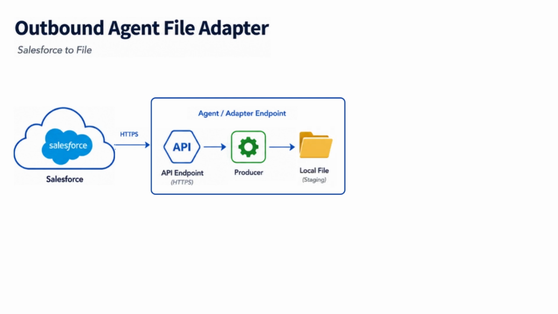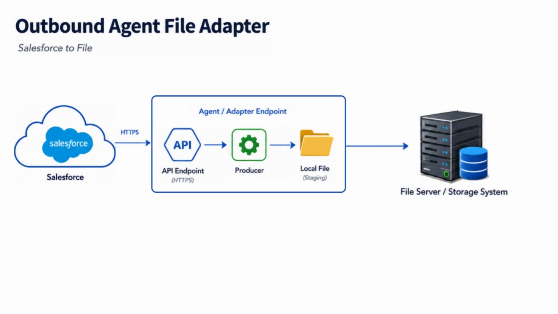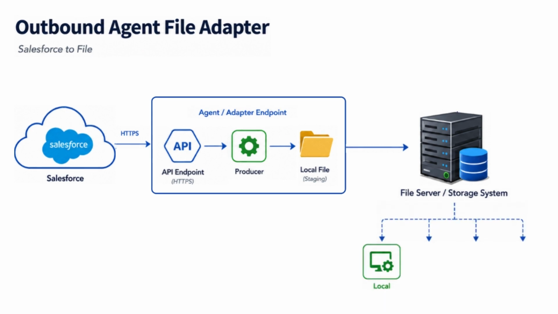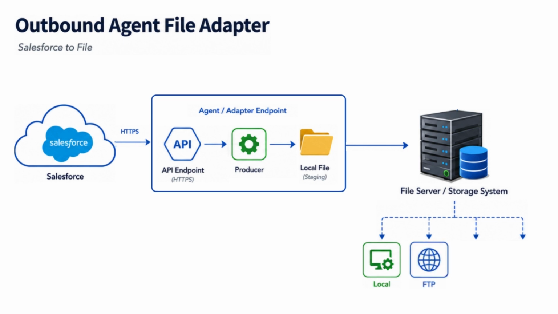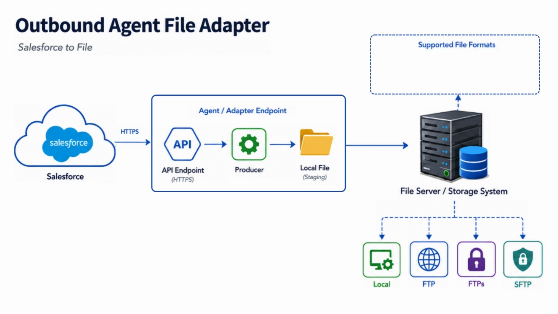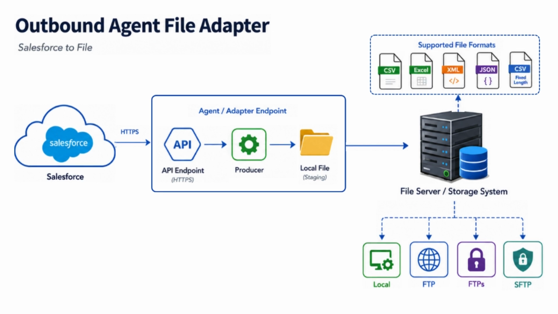After that, the file is written into the local file staging area. From the local staging area, the file is sent to the final file server or storage system. The adapter supports different connection protocols such as local, write the file to a local folder; FTP, send the file to an FTP server; FTPs, send the file using secure FTP over SSL; SFTP, send the file using secure SSH file transfer. The Outbound Adapter also supports multiple file formats, including CSV, Excel, XML, JSON, and CSV Fixed Length.